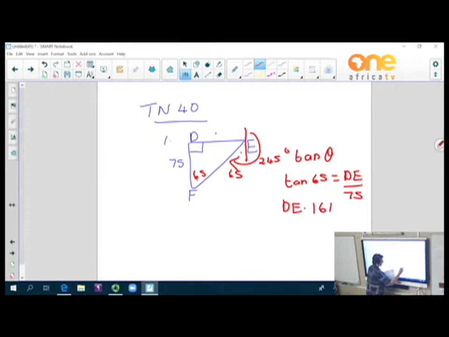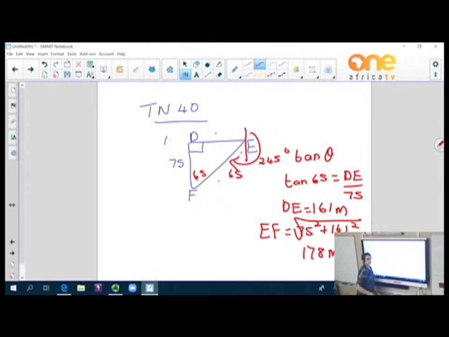161 meters. And then in the second part, B, they want EF. Now we have to calculate this one. We can work with Pythagoras perhaps to find that side there. So EF is equal to the square root of 75 squared plus 161 squared. I want the hypotenuse, that's why I add, and my answer is 178 meters.